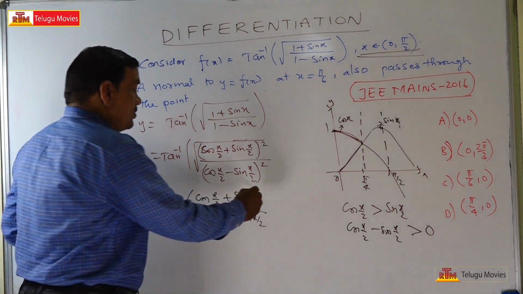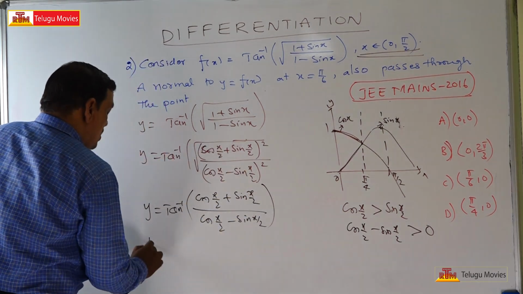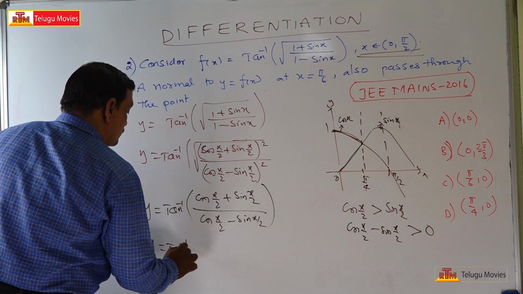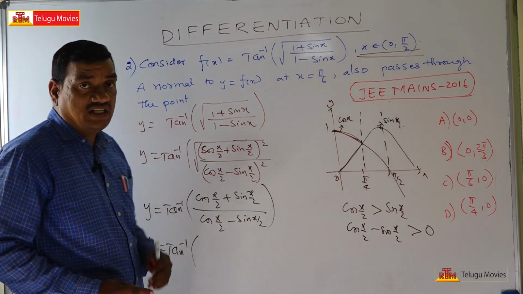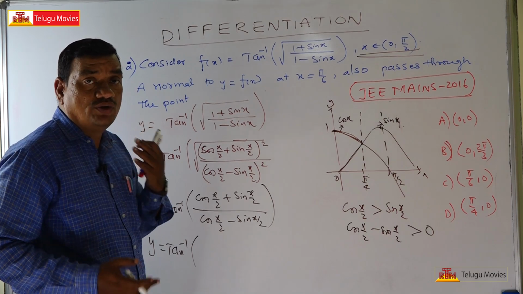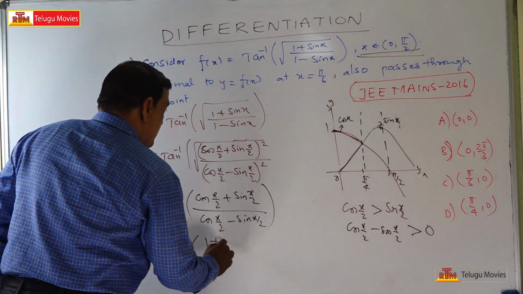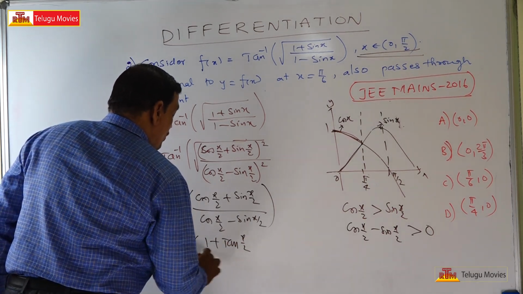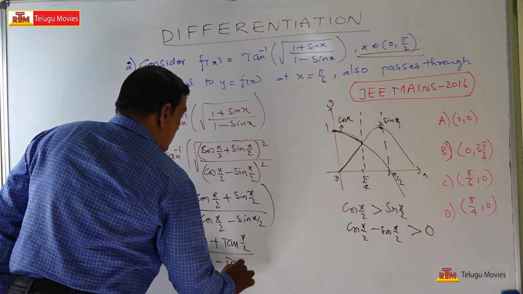So already we got an expression. After this, very easy now. So we divide by cos x/2, since cos x/2 is not equal to 0. Therefore (1 + tan x/2) by (1 − tan x/2).